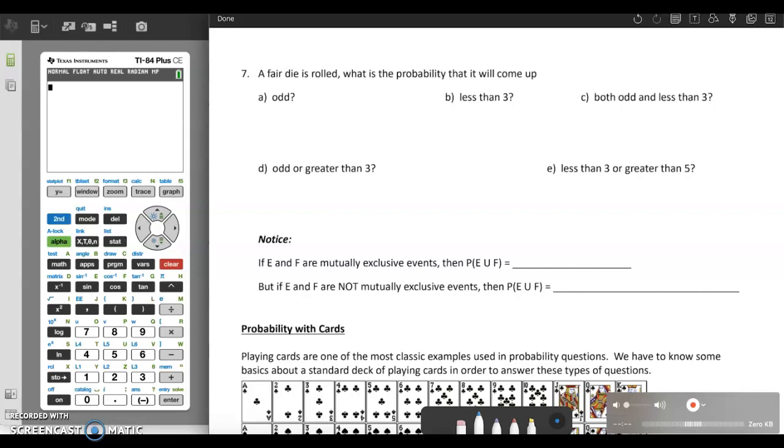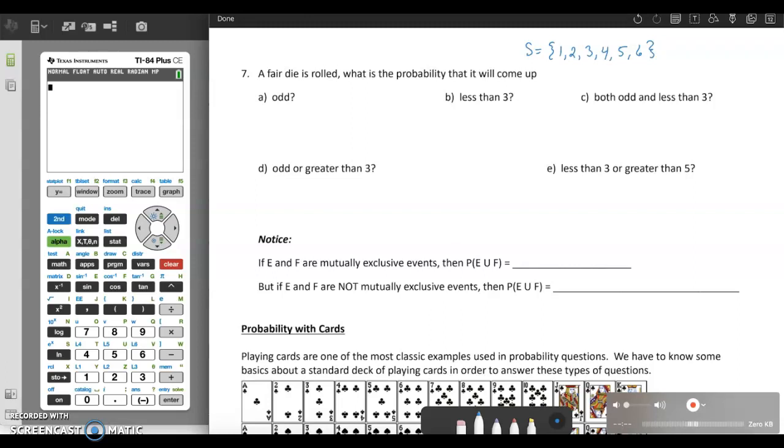Okay, a fair die is rolled. What is the probability that it will come up? Okay, so what might be helpful here, it's not asked of us, is to write our sample space before we start doing probabilities. So if you roll a die, you could get a 1, 2, 3, 4, 5, or 6. So that makes up our sample space. Those are the outcomes we could observe.